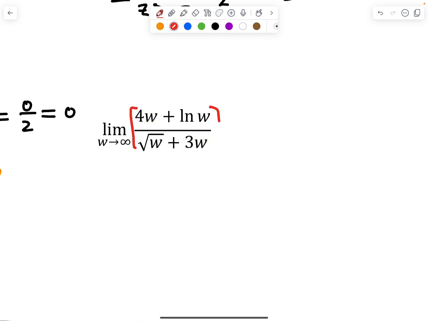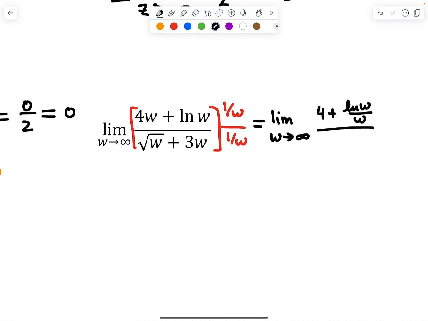If I multiply top and bottom by 1 over w and rewrite, we get a 4 plus natural log of w over w over, now radical w divided by w simplifies to 1 over radical w, and 3w over w is just 3. This expression will approach 0.